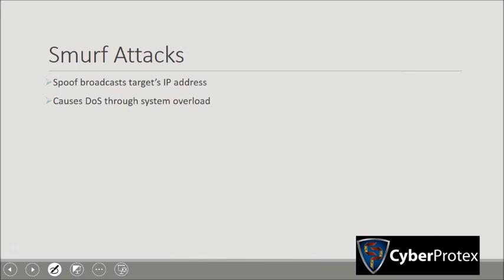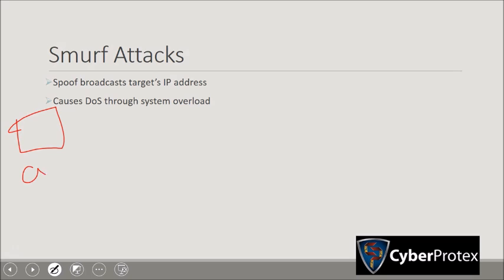So a Smurf attack is going to serve to basically just mess up stuff on a network. What's going to happen is the attacker is going to spoof the target machine's IP address and broadcast it to the routers, so that the routers are going to think that the target is sending out some kind of broadcast, right? The attacker sent it, but it's going to look like the target did. Now this is going to cause every machine on the network to respond to the attack. So let me give you a visual representation over here.